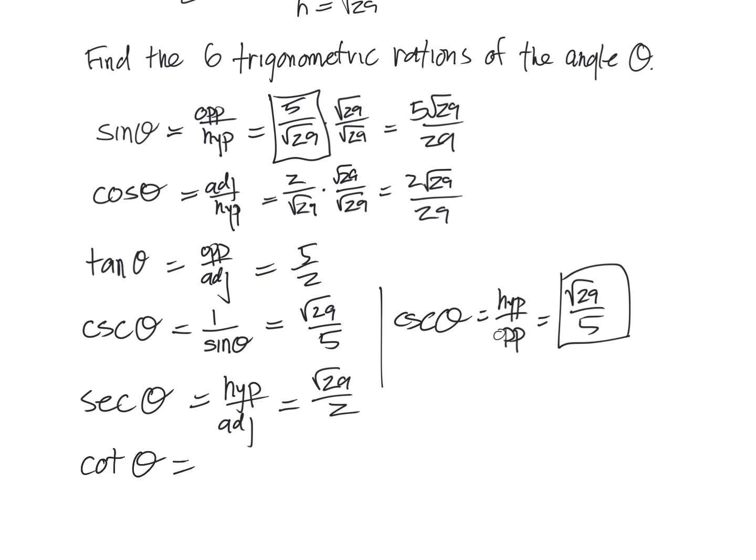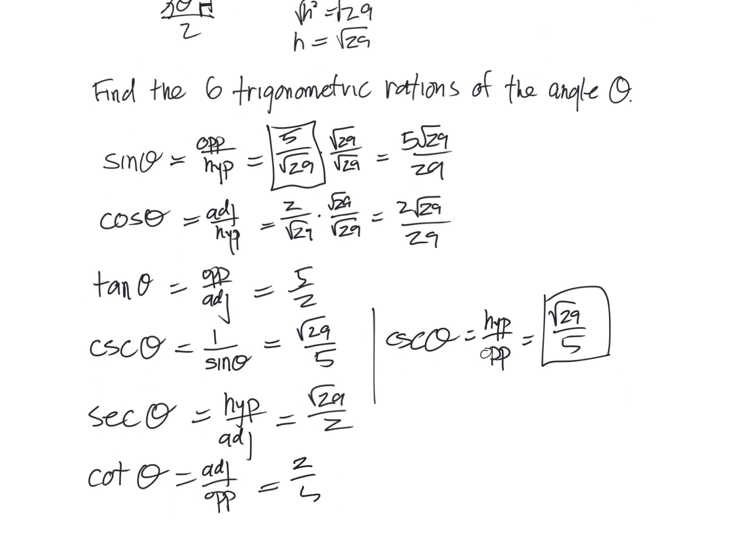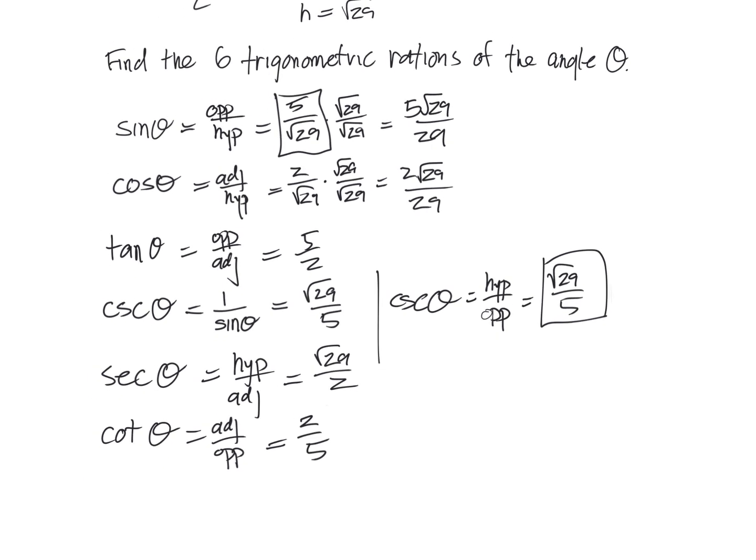of theta. And here, cotangent of theta, we can either use adjacent over opposite, in which case the adjacent is 2, and the opposite is 5, so 2/5. Or we could use cotangent of theta is 1 over tangent of theta. And since tangent is 5/2, cotangent would have been 2/5. So that's another way of getting our answers.